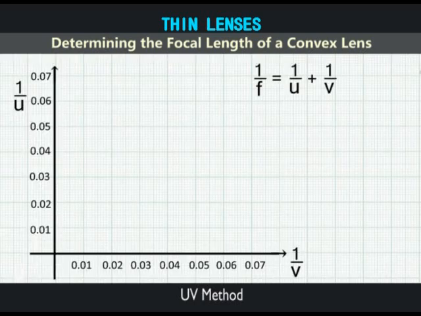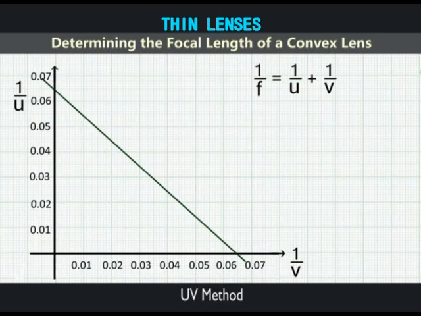Then we plot a graph of 1 over U against 1 over V. It will be a straight line cutting both axes. And from the line's formula, 1 over F is equal to 1 over U plus 1 over V. If 1 over U is equal to 0, then 1 over F is equal to 1 over V. So at what point is 1 over U equal to 0? It's here at this intercept. So we read the value of 1 over V here. It's between 0.06 and 0.07. So let's say it's about 0.065.